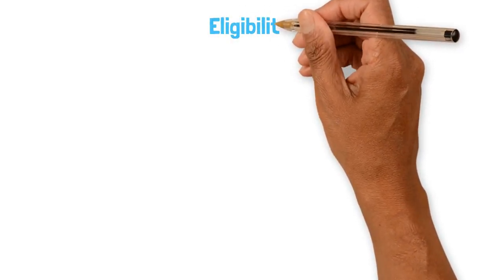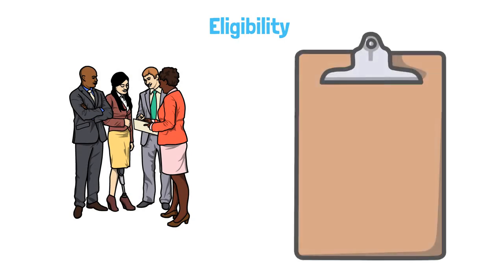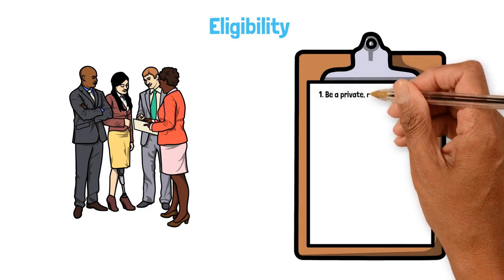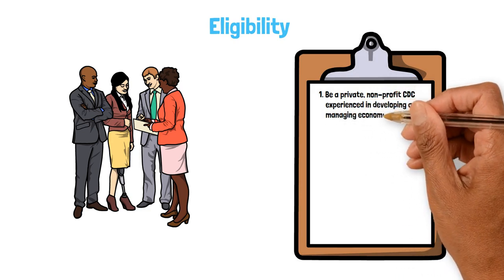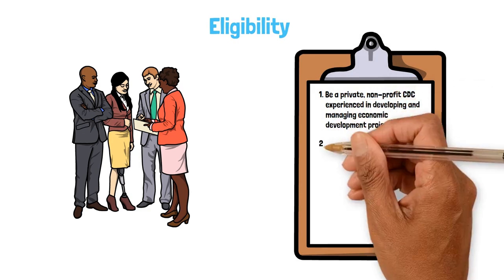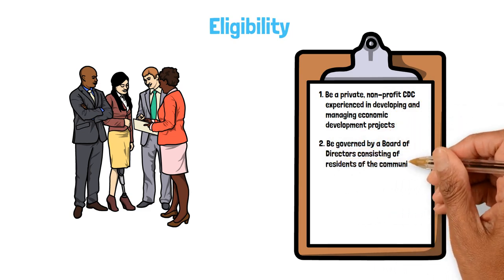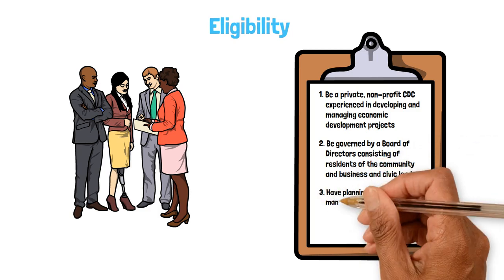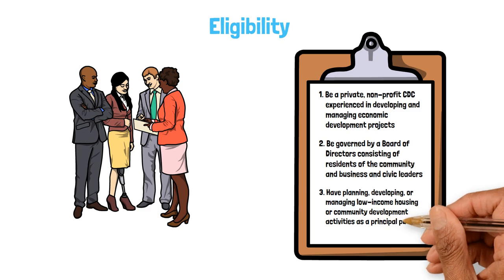Before you begin your CED grant application, determine your organization's eligibility. To apply for a CED grant, your organization must meet each of the following criteria. 1. Be a private, nonprofit CDC experienced in developing and managing economic development projects. 2. Be governed by a board of directors consisting of residents of the community and business and civic leaders. 3. Have planning, developing, or managing low-income housing or community development activities as a principal purpose.